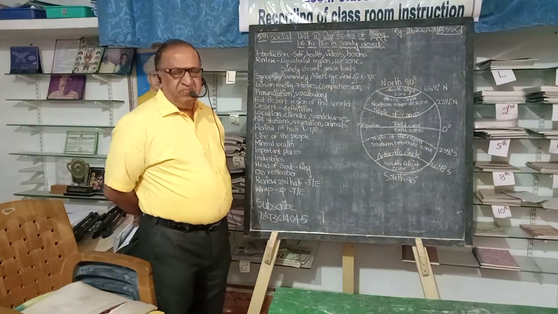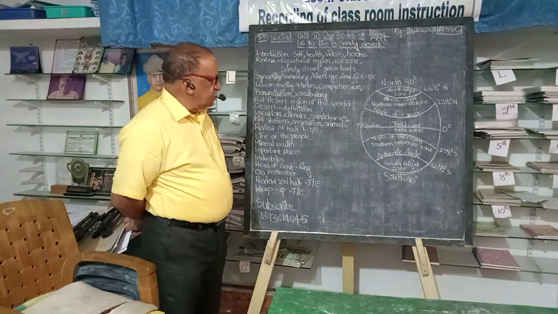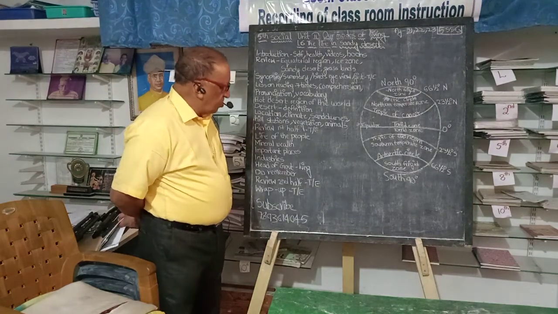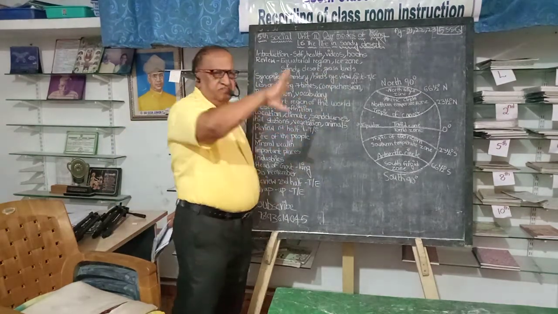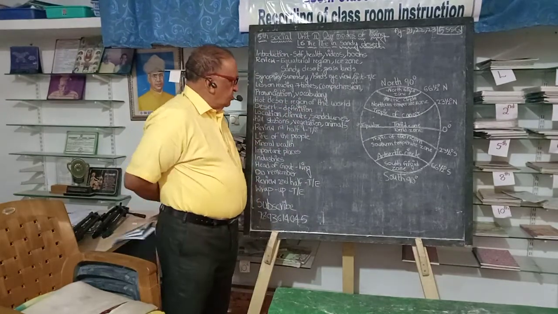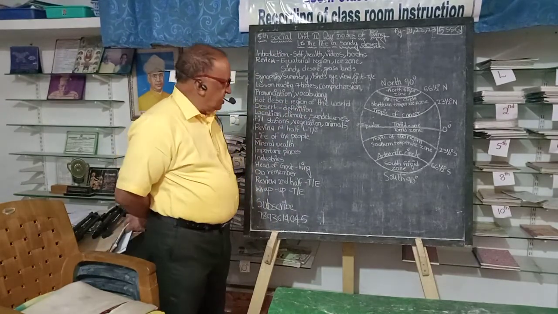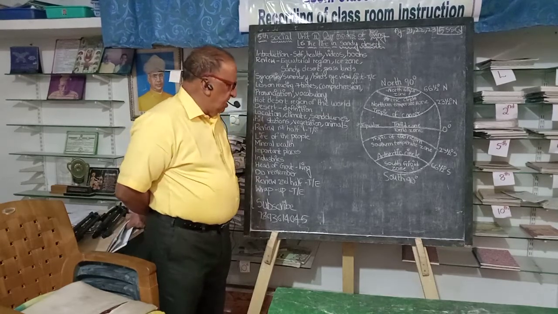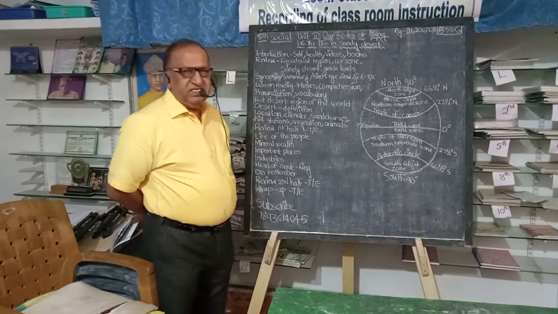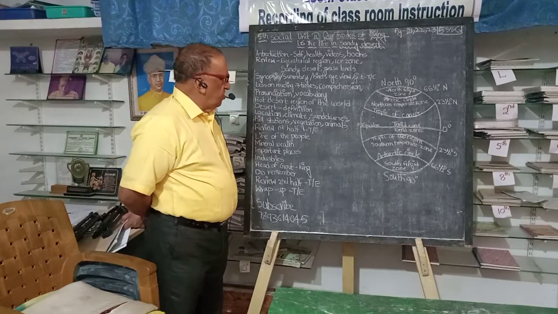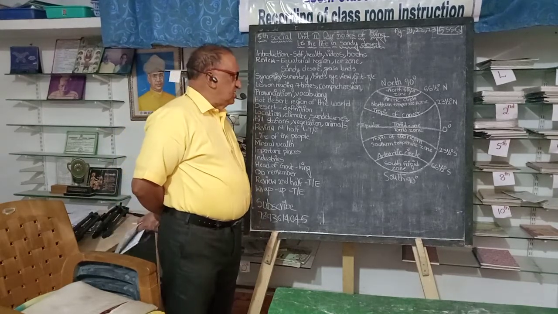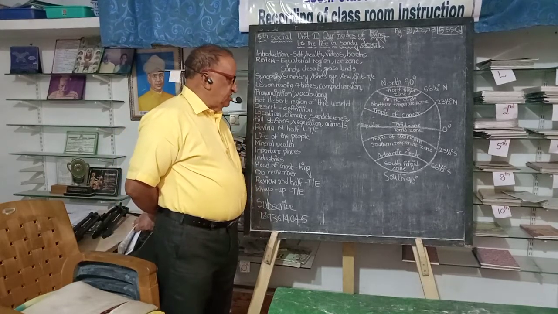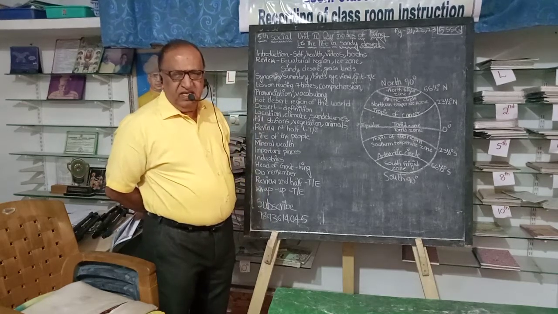So in the previous classes, I told you that the whole region is divided into 3 different zones. One is the torrid zone, the other one is the temperate zone, and the last one is the frigid zone. So, all these zones are arranged with reference to the equator.